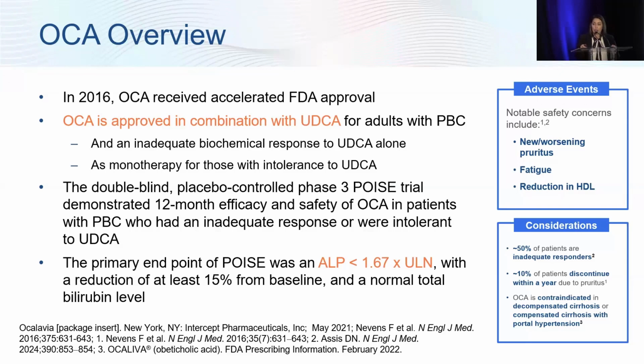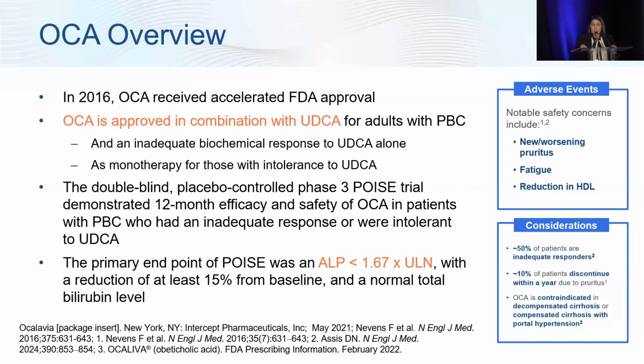The POISE trial was a double-blind, placebo-controlled phase 3, and after 12 months showed efficacy and safety in patients who had these parameters. They used that endpoint of ALK phos less than 1.67 times the upper limit of normal, reduction of at least 15% from baseline of the ALK phos while maintaining a normal bilirubin.